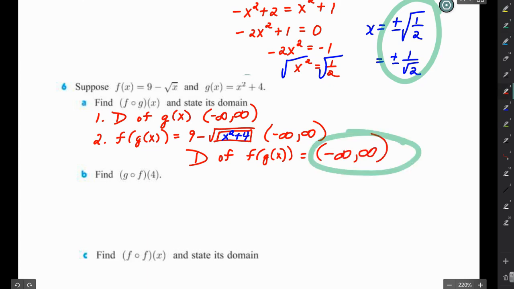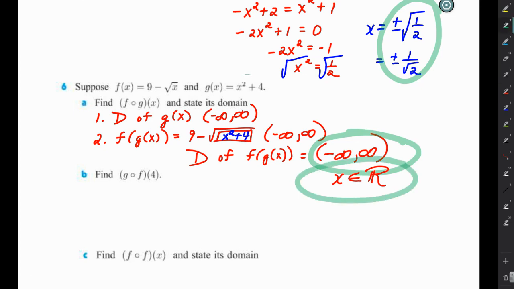And just so you know, IB does like to write the set of all real numbers as x is an element of all real numbers. So you'll see that a lot in the IB world. Okay, let's take a look at part B, g of f of 4. Inner function is going to be the f function, and we're going to replace x with 4. Okay, let's simplify that. So we get 7 squared plus 4. 49 plus 4, that's 53.